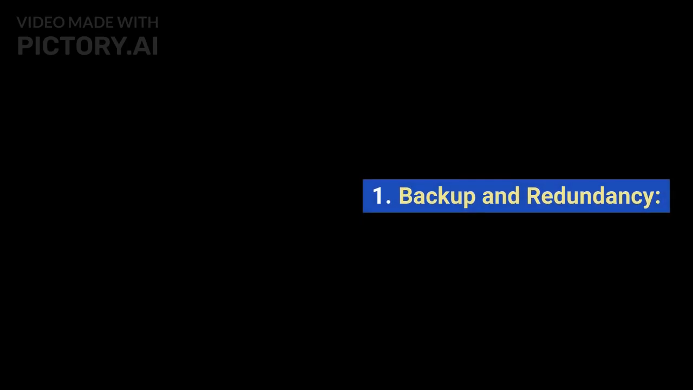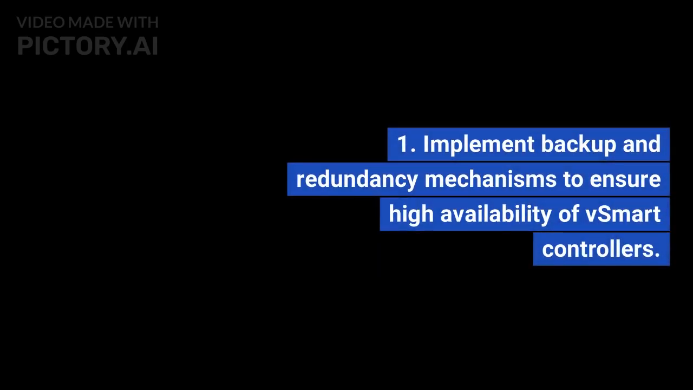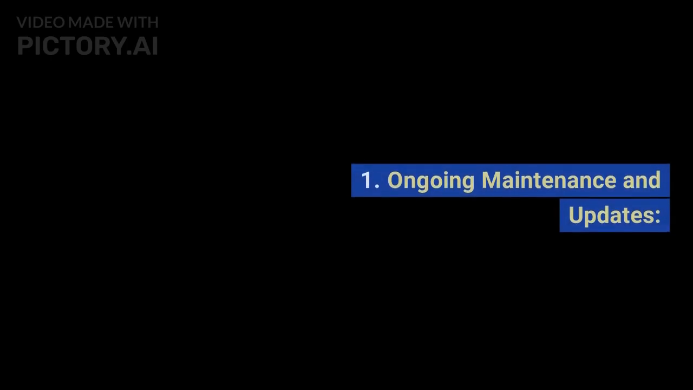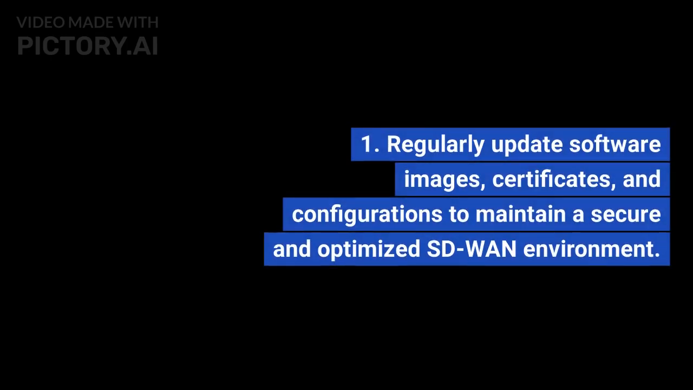Backup and redundancy. 1. Implement backup and redundancy mechanisms to ensure high availability of vSmart controllers. Ongoing maintenance and updates. 1. Regularly update software images, certificates, and configurations to maintain a secure and optimized SD-WAN environment.